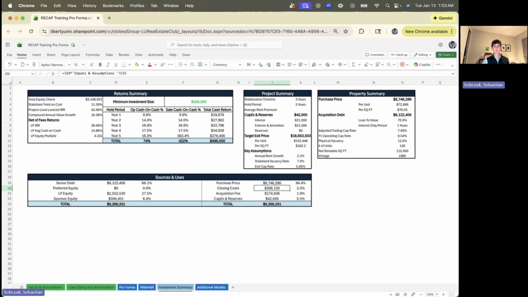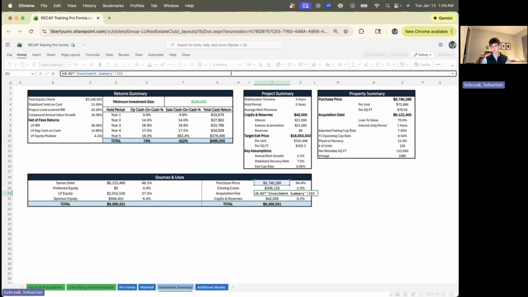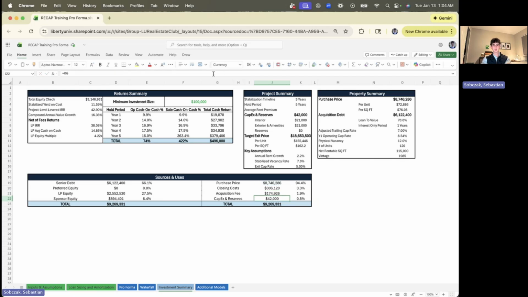And again, these numbers are our closing costs. This is a percentage of, in our inputs and assumptions, I believe it's 3.5% times our purchase price, and then acquisition fee. Again, it's a percentage, 0.02. It's hard coded in here. So 2% of our purchase price, and then CapEx and reserves is the sum of these interior and exterior reserves, which again we decided was $42,000. So that's an overview of this tab and pretty much all that we'll get into on this video.